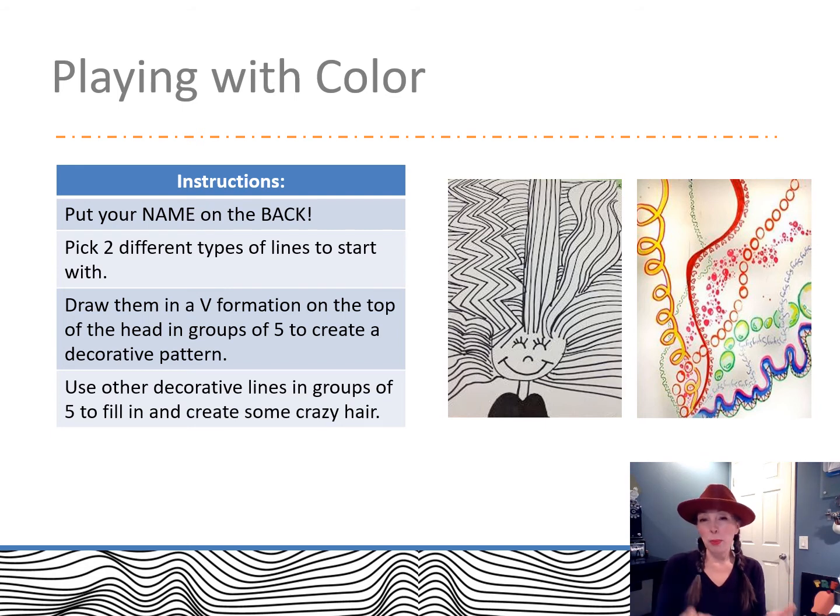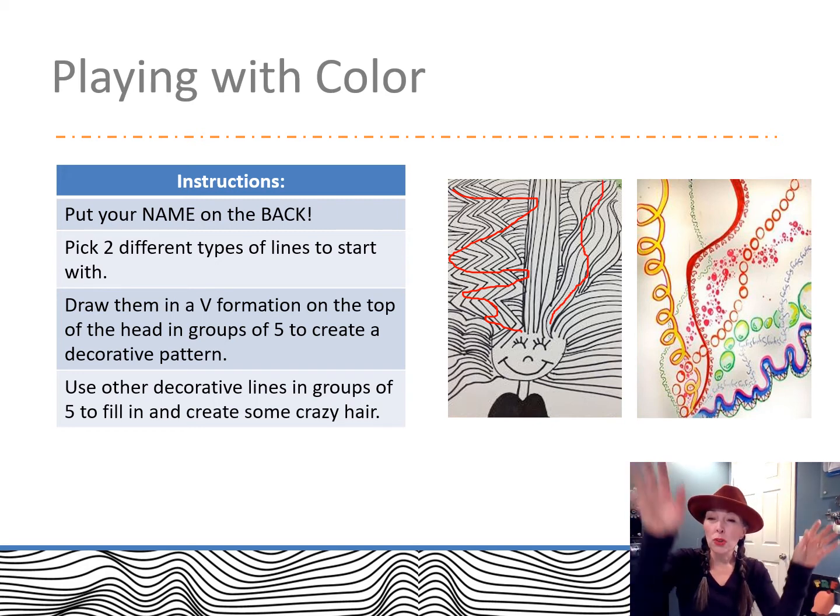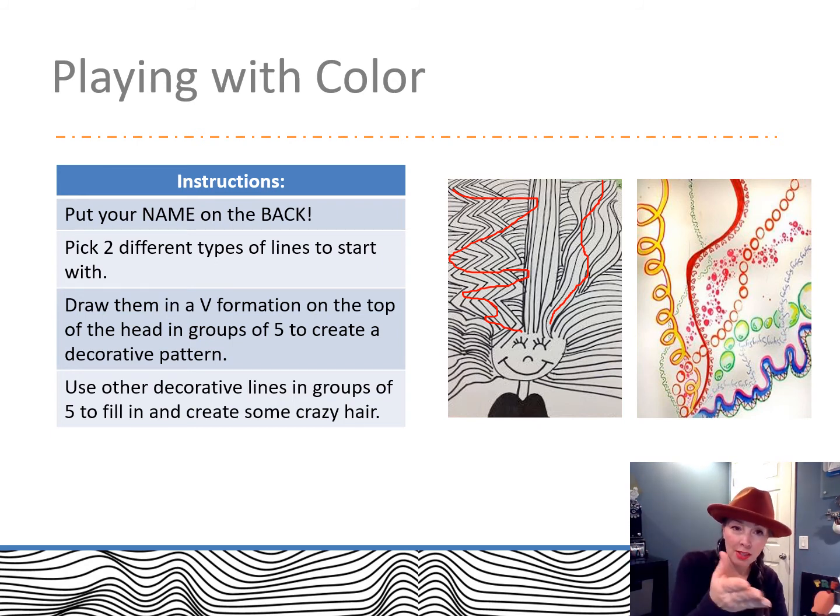And this is where they put into practice the worksheet that they did. So they practice all those lines and now they can put them together to create crazy, wacky, moving, colorful hair. And we tell them, first off, you pick a couple of lines and you start by drawing. If you look on this example here, we have them do a V formation and then they build off of that V formation. If they create more than one line side by side, five of them together, as it says here, draw them in a V formation on the top of the head in groups of five to create a decorative pattern, and then they can build off of that.